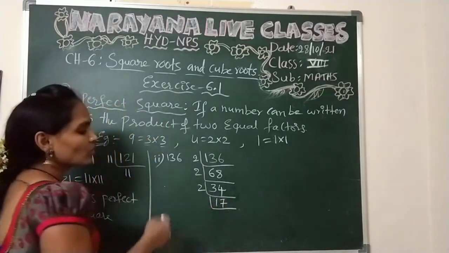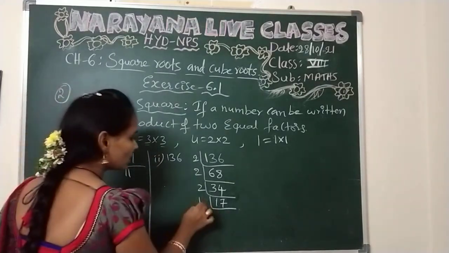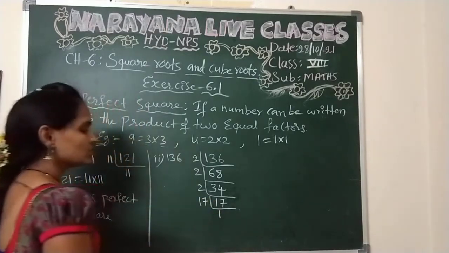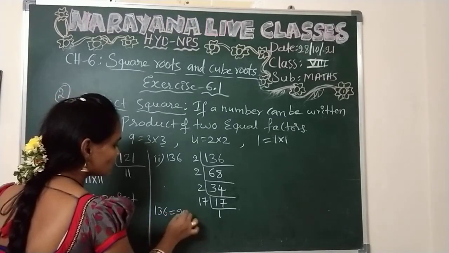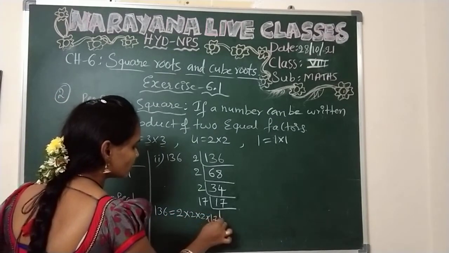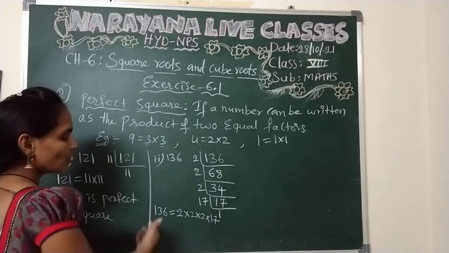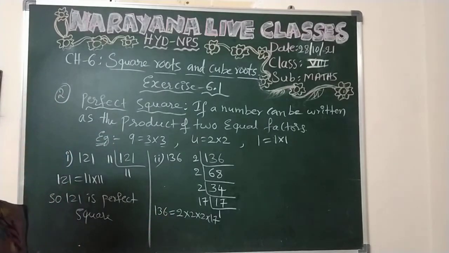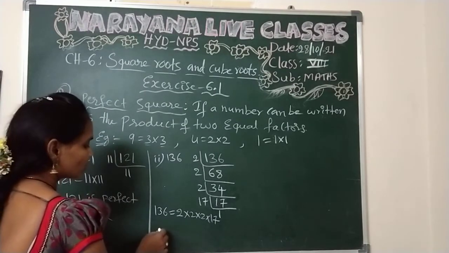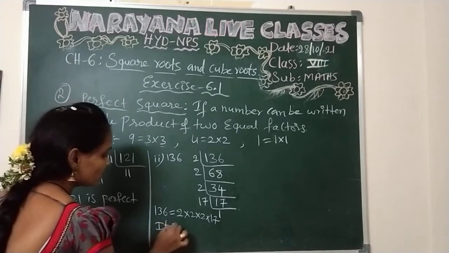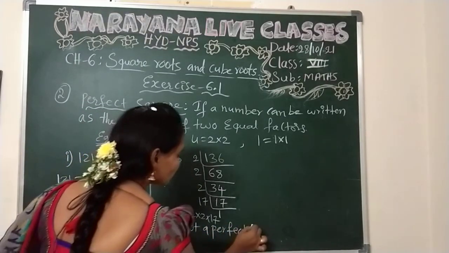Next, it will not go by the 2 table, 3 table, 4 table, 5 table. Like that you can check, it will not go. So directly I am taking the 17 table. 17 ones are 17. Now see, 136 is written as 2 into 2 into 2 into 17. Is it a product of two equal factors? No. We are unable to write 136 as a product of two equal factors. So it is not a perfect square.